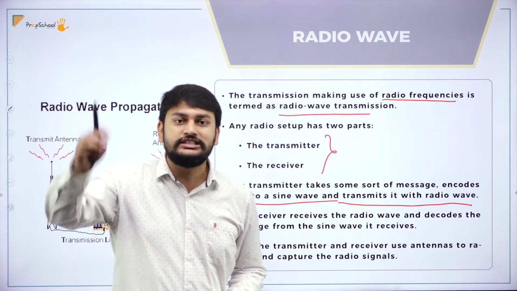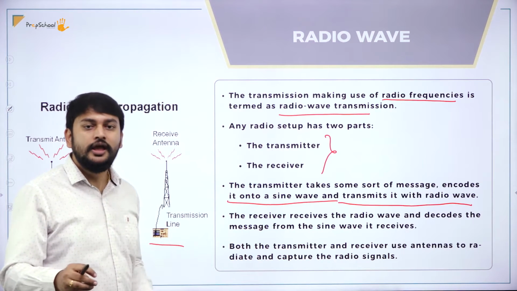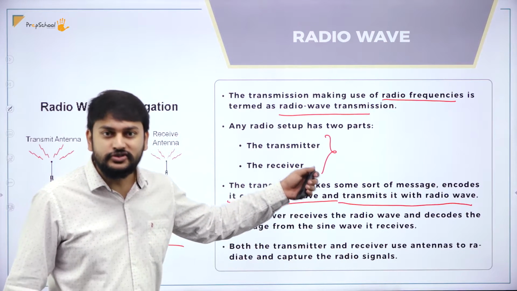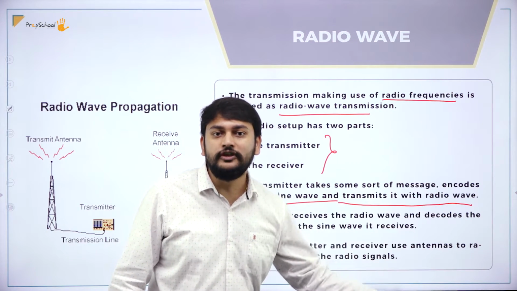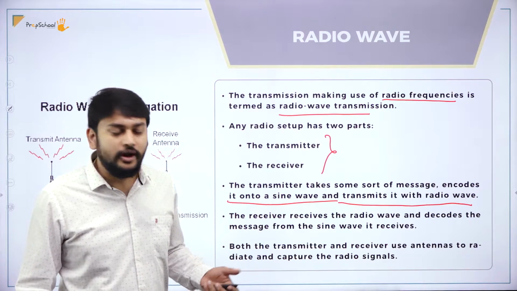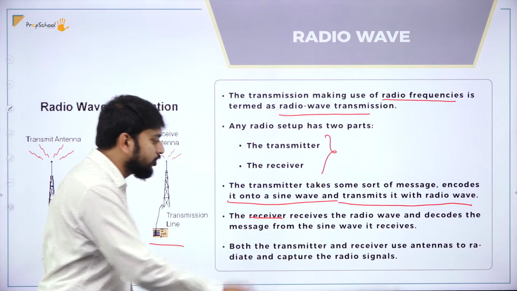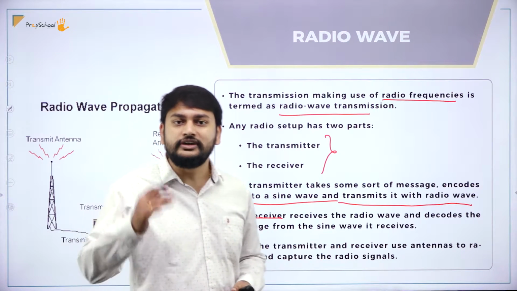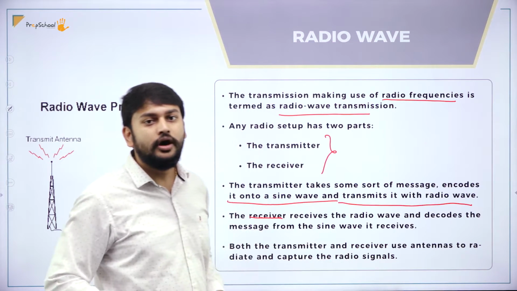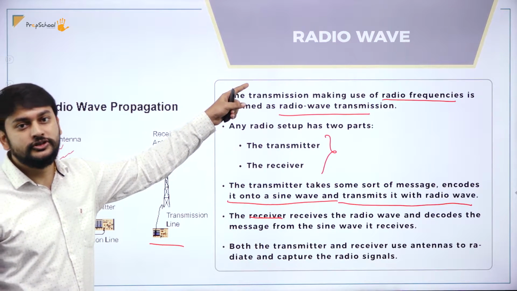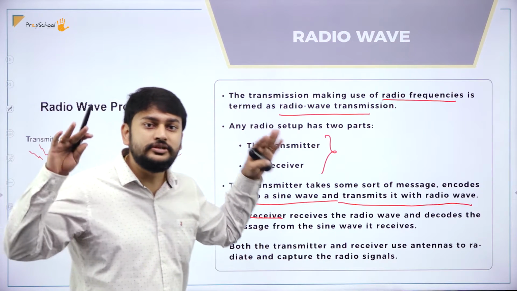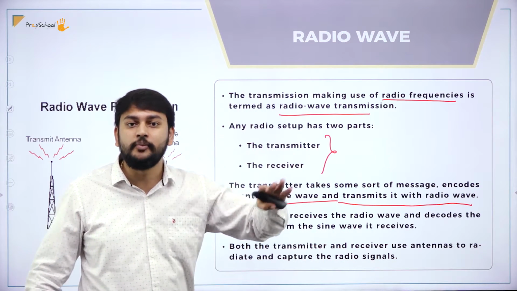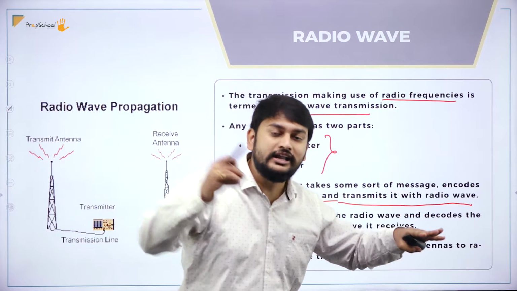The same thing happens in the reverse way at the receiver end. Whatever data we have sent in the radio waves will be decoded back by the receiver. This is the job of the transmitter and receiver when we are using radio waves. Please understand the medium that we are using: we are using radio waves as the medium, and in this medium we are transmitting the data.